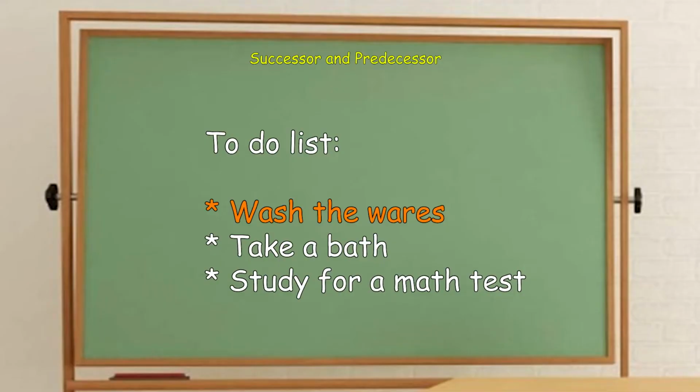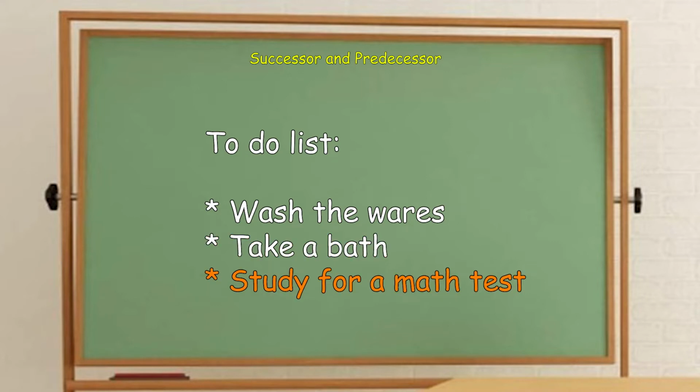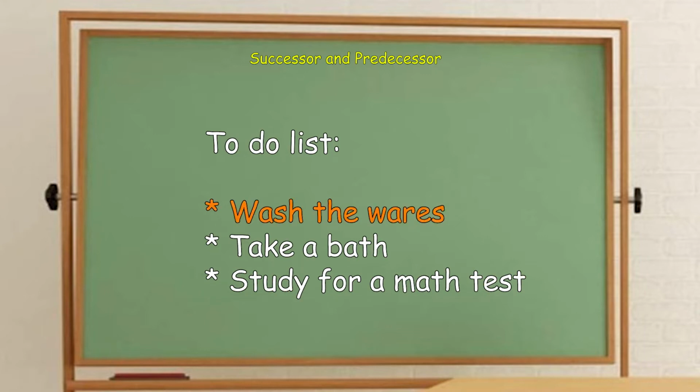Now let's examine a to-do list. A to-do list is a list of all the things that we hope to accomplish in a certain time frame. So you're home from school and mom leaves a to-do list on the fridge for you. The first thing you're going to do is wash the wares. The second is to take a bath. And the third is to study for a math test. Now, before you take your bath, what do you have to do? Wash the wares. After you would have taken your bath, what do you have to do? You have to study for a math test.